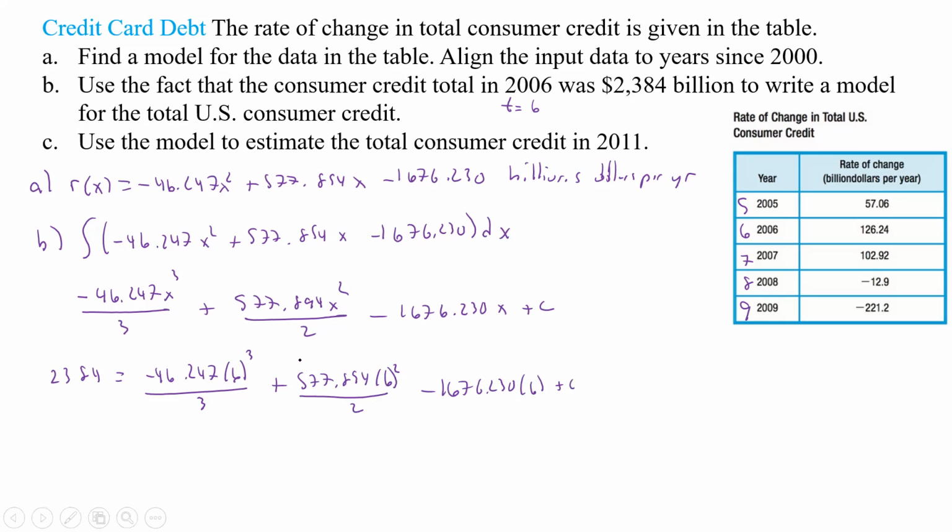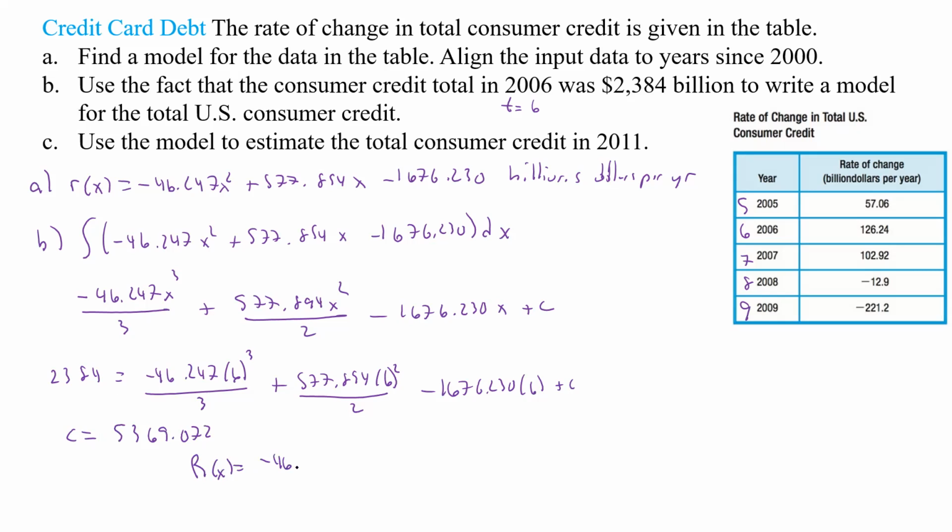So I'm just going to do it on my own calculator, it's quicker. 2384 plus 46.247 times 6 cubed divided by 3 plus 577.894 times 6 squared divided by 2 minus 1676.230 times 6. And that gives me C then is equal to 5369.072.